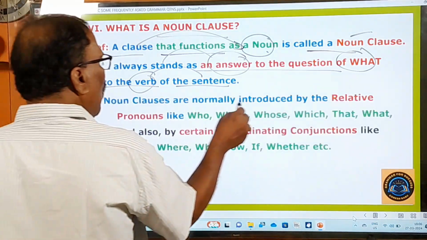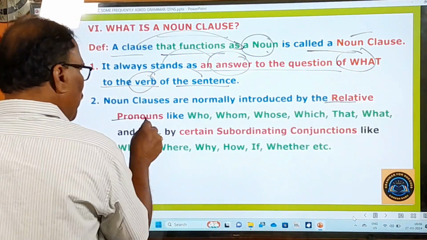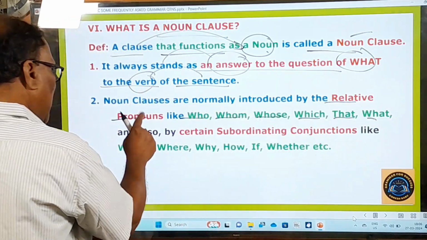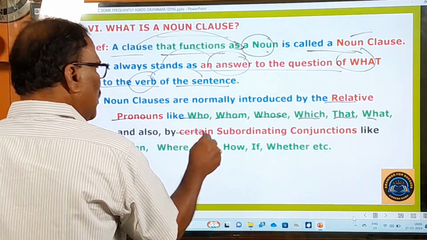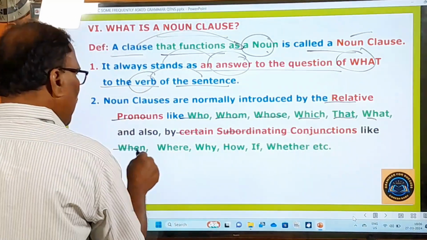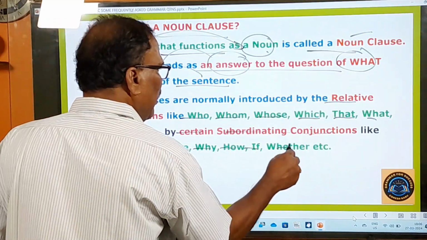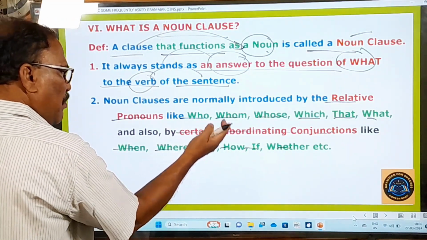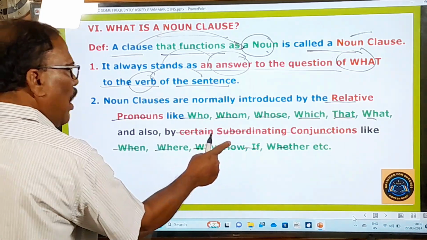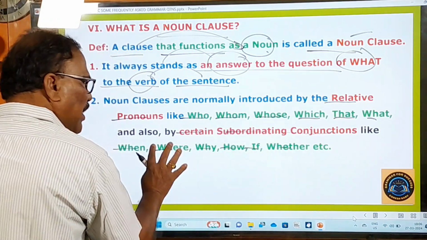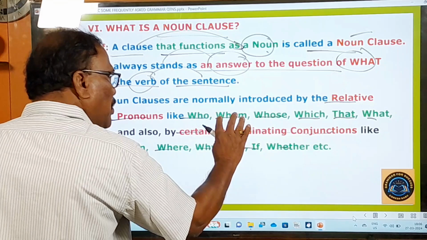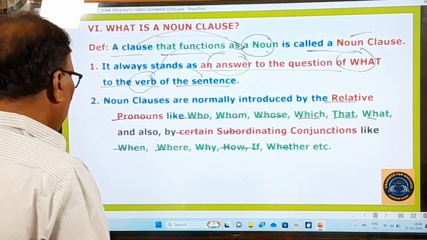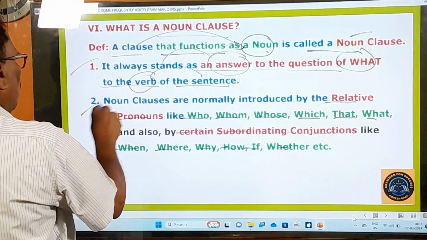Noun clauses are normally introduced by the relative pronouns who, whom, whose, which, that, what. So again, relative pronouns are, and also by certain subordinating conjunctions like when, where, why, how, if, whether. Please remember the subordinating conjunctions. With these subordinating conjunctions and with these relative pronouns, these noun clauses are formed. Please keep these two points in your mind.